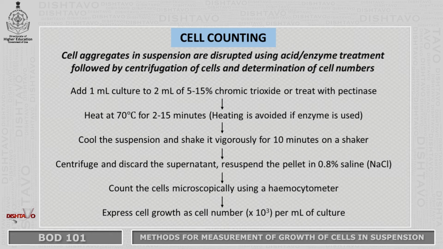Here the cell aggregates that are present in suspension cultures are disrupted with the aid of acid or enzyme treatment, which is followed by centrifugation of the cells, and then the cell numbers are determined. In this methodology, we take 1 ml of the culture, that is 1 volume of the culture, added to 2 ml or 2 volumes of 5 to 15% chromic trioxide, or alternately it can be treated with pectinase enzyme. Further, this is heated at 70 degrees Celsius for 2 to 15 minutes, and heating is avoided if enzyme pectinase is used.